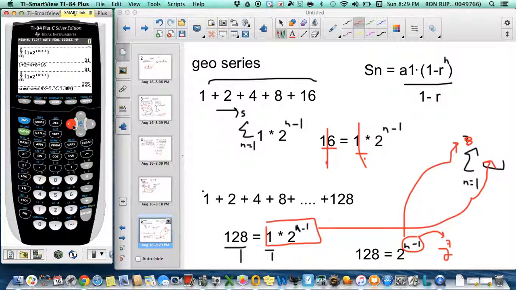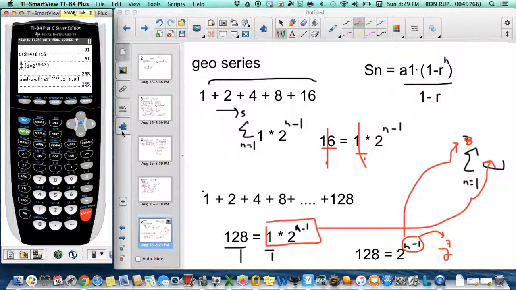After you see sum and then sequence, you write your explicit formula, which for us was 1 times 2 to the x minus 1. Then you write your variable, which is x, and then you write your lower limit, which was 1, and then you write your upper limit, which was 8, and then behold, 255. So here's what it should look like for the old operating system people. Here's what it should look like for the new operating system people.